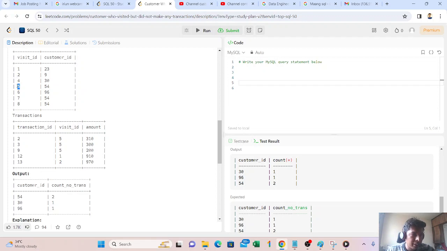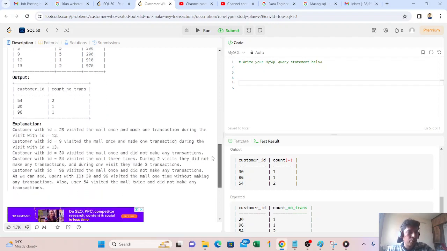Now, customer ID 30. 30 has visited with visit ID 4, and we could not see visit ID 4 in the transaction table. So that is why 1. Now, 23 has one visit ID, 1, but it did make a transaction and it has not visited any other time. So hopefully you have gotten what the question is asking: you have to find the number of times a particular visit was made by a customer, but he or she did not make any transactions.